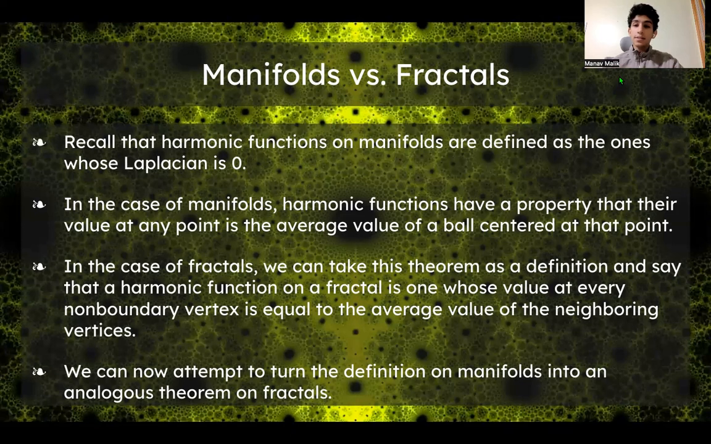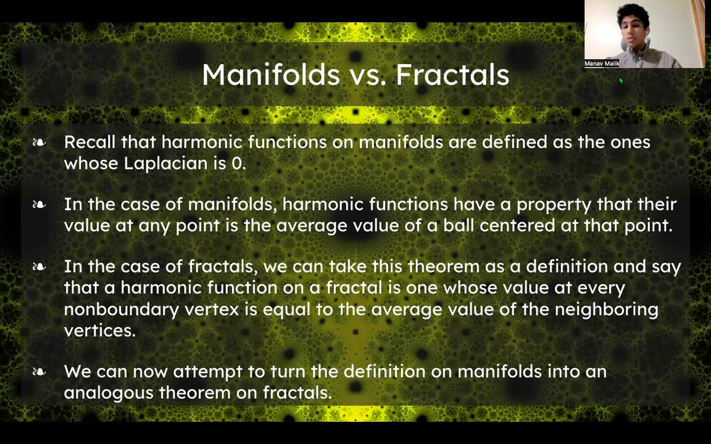And extending this definition into a theorem for harmonic functions on manifolds, we find a property that their value at any point is the average value of a ball centered at that point. In other words, the average value of the neighborhood of points. So in the case of fractals, we can take this theorem as a definition and say that a harmonic function on a fractal is one whose value at every non-boundary vertex is equal to the average value of the neighboring vertices.